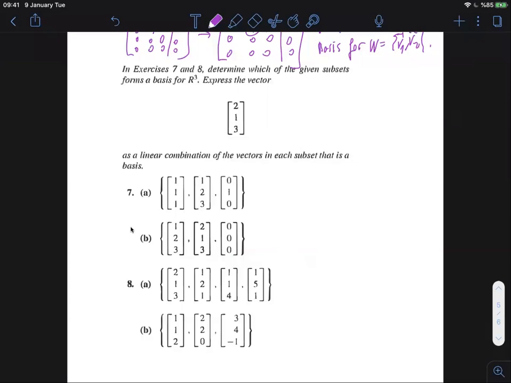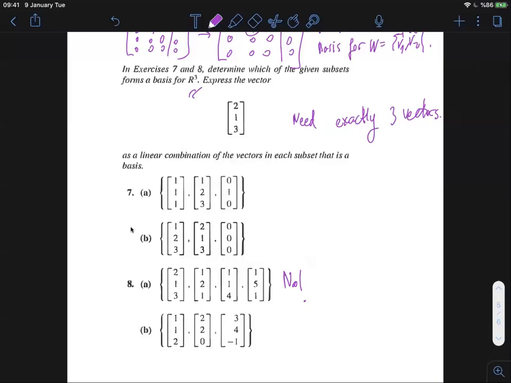Now, to be a basis for R3, we need exactly 3 vectors in the basis. Because less than 3 vectors cannot span the space, and more than 3 vectors are not linearly independent. But to be a basis, we need both the linear independence and span properties. So this cannot be a basis. For this one, the answer is no, because it contains 4 vectors. 4 vectors cannot form a basis for R3, okay?